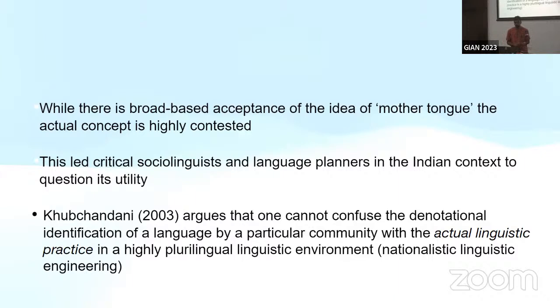If you take one sociolinguist, for example Lakshman Khubchandani, some of you may have read his work. He argued that one cannot confuse the denotational identification of a language by a particular community with the actual linguistic practice in a highly plurilingual society. He doesn't use the term multilingual, he uses plurilingual, because multilingual implies discrete languages. So Khubchandani says in India it's not multilingual, it's plurilingual. The boundaries are fluid.